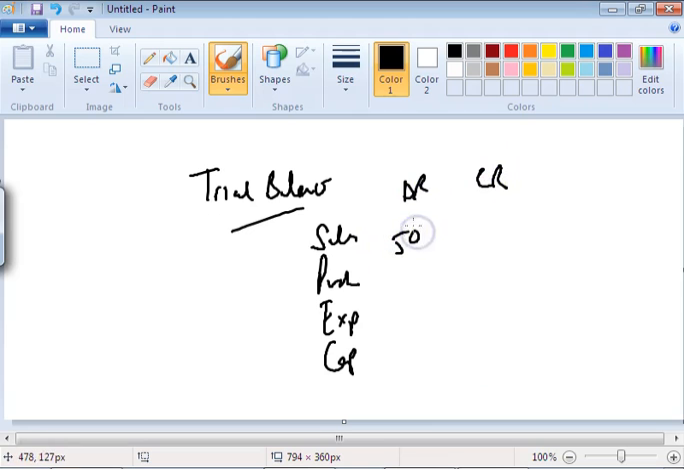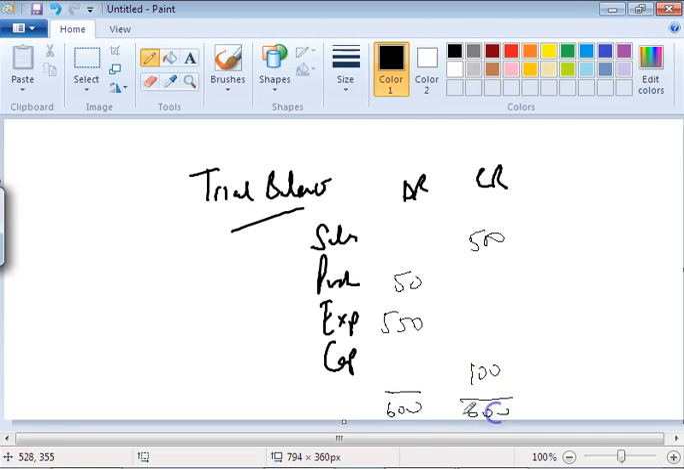So here we have 500. Here we could have, I don't know, 50. And here we could have 100. So if this is going to be 100, then for this to balance, my expenses has to be 550. And so we're happy. 600, 600, and everything balances, and there's no problem.